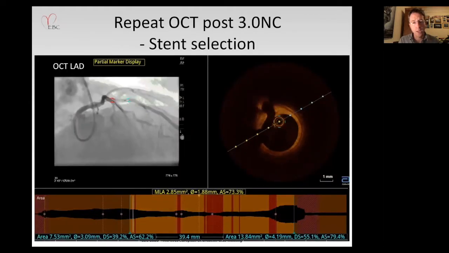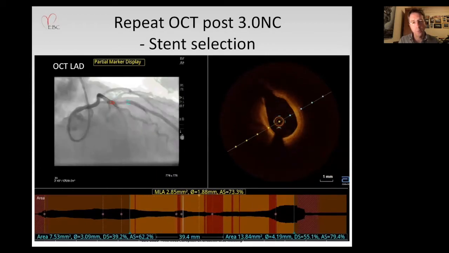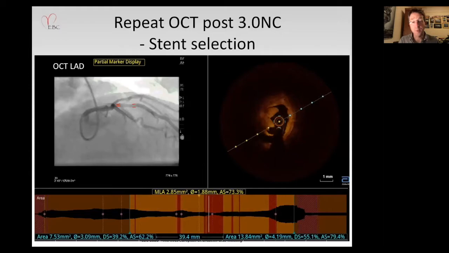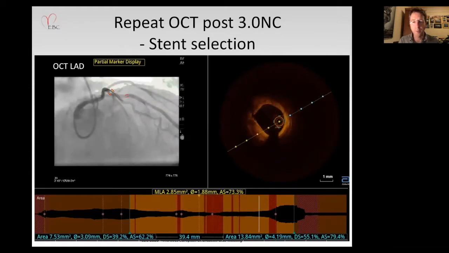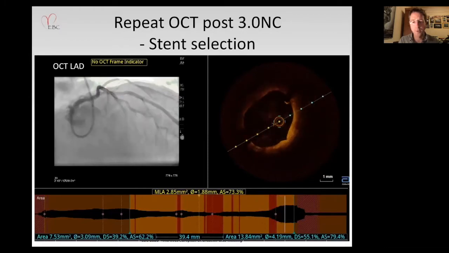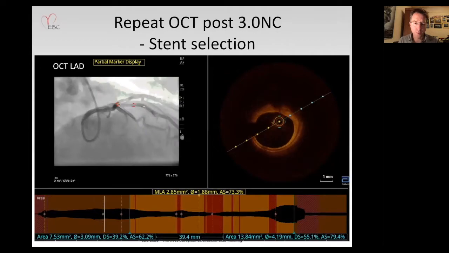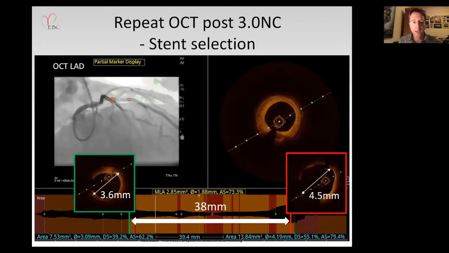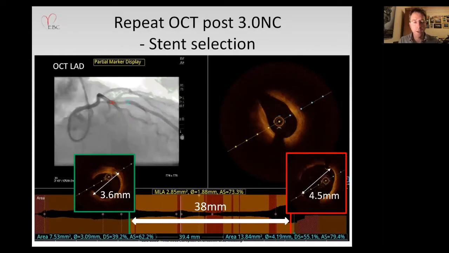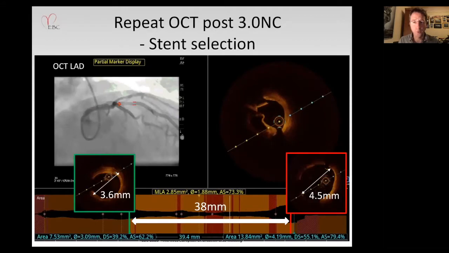So having pre-dilated now with a 3.0 NC, we get much better appreciation of the burden of disease. I've committed to the left main, so we see extensive injury. And in fact, you see now coming back into the left main that there is actually a relative absence of dissection at the moment extending into the left main stem. But select a 38mm stent, which can be 3.5 distally, but is going to need to expand to 4.5 proximally.